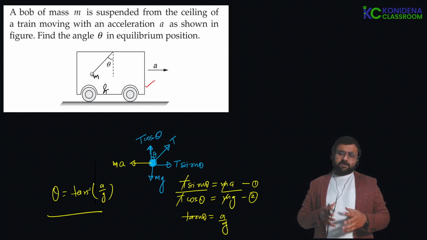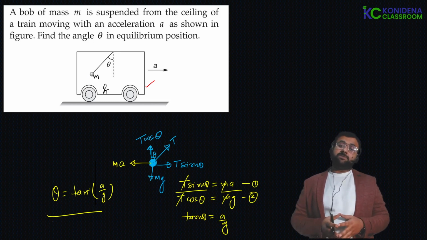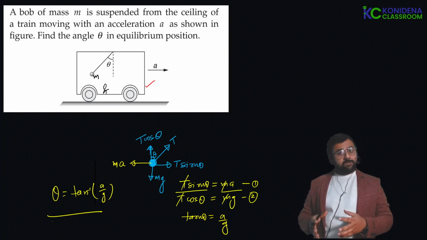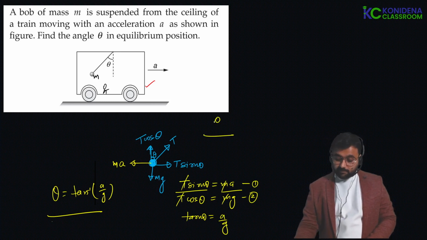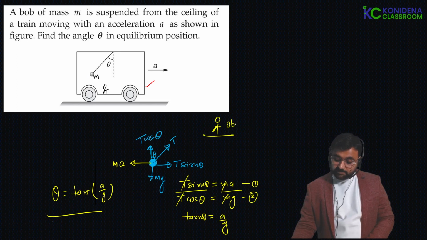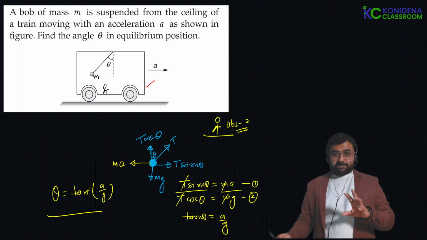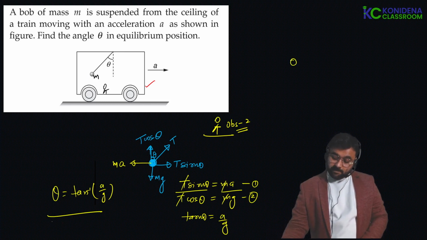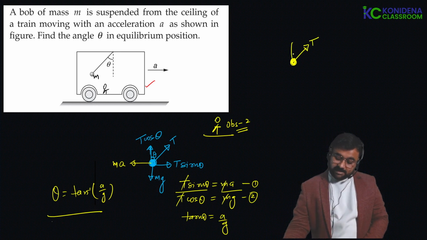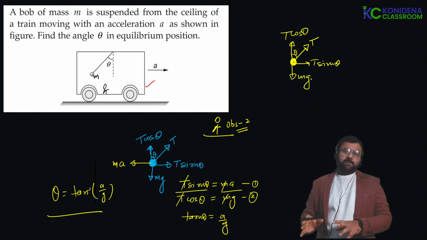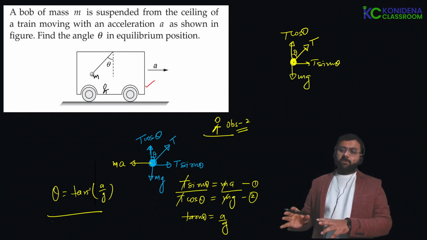But suppose you want to solve the question with respect to a person who is sitting on the ground, then how will you solve it? So let us say there's an observer sitting here. This is our observer 2. So with respect to observer 2, what is going to happen? That observer will tell you, okay, this is the tension and this angle is theta. This is T cosine theta. This is T sine theta. And this is mg. So these forces will be shown by the person who is sitting on the ground also.